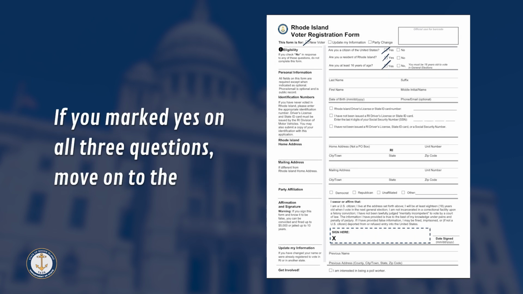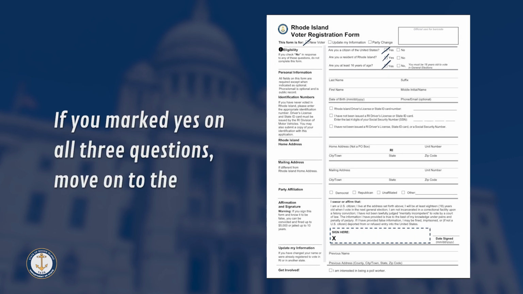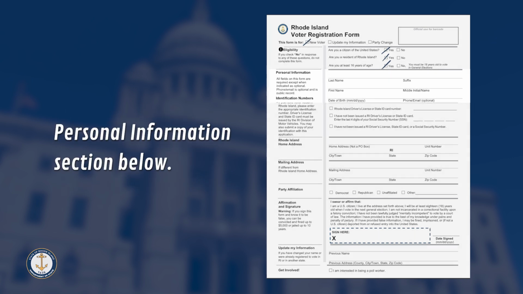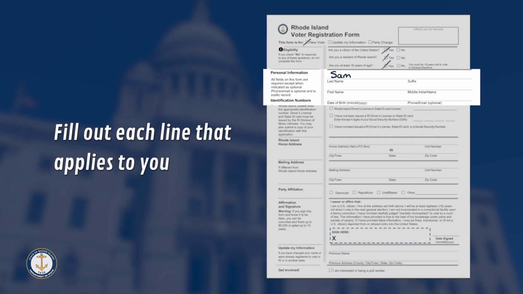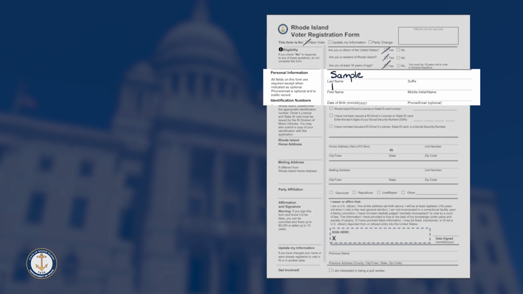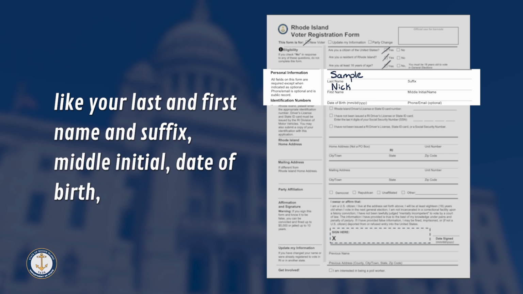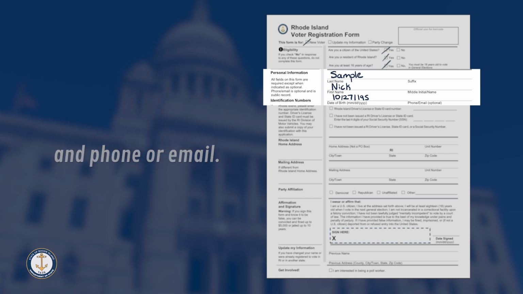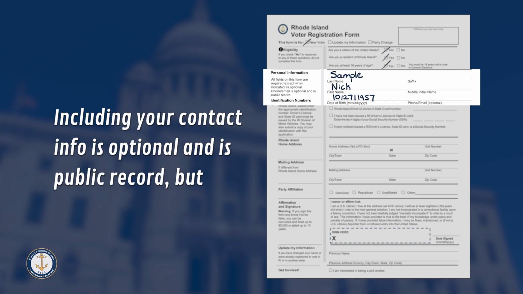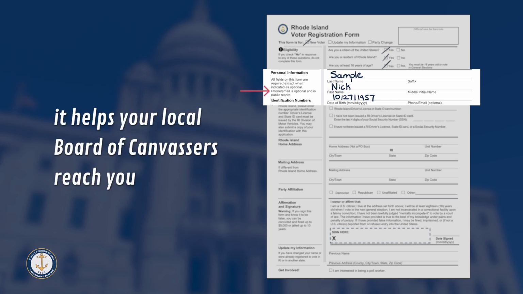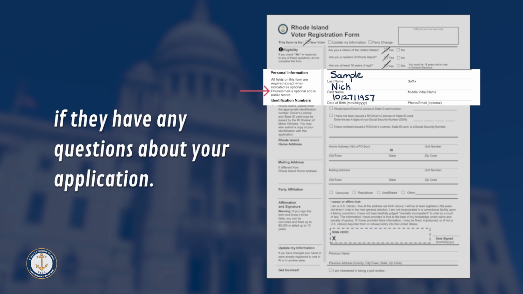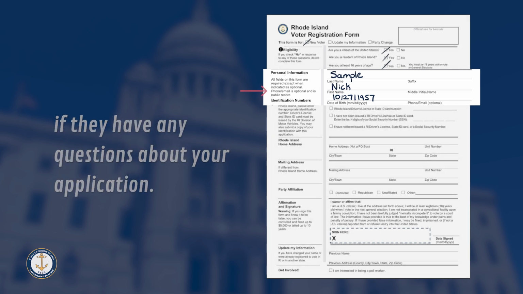If you marked yes on all 3 questions, move on to the personal information section below. Fill out each line that applies to you, like your last and first name and suffix, middle initial, date of birth, and phone or email. Including your contact info is optional and is public record, but it helps your local Board of Canvassers reach you if they have any questions about your application.